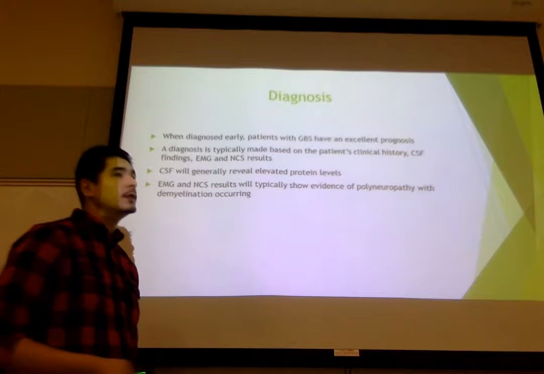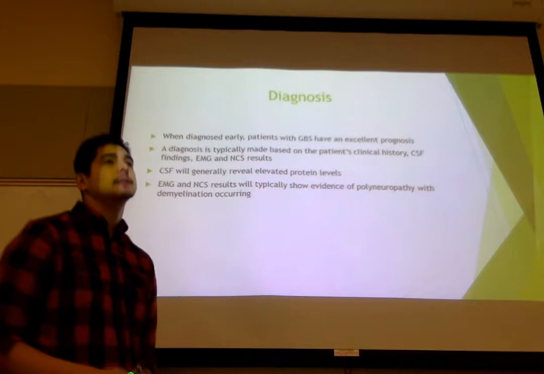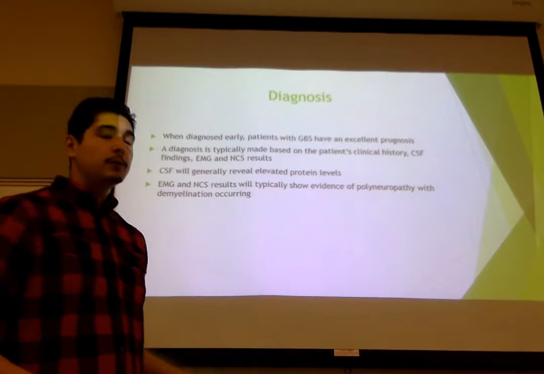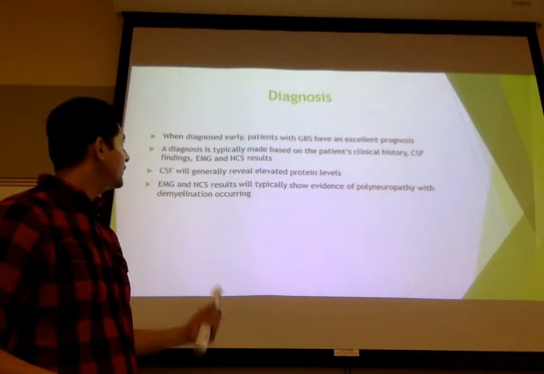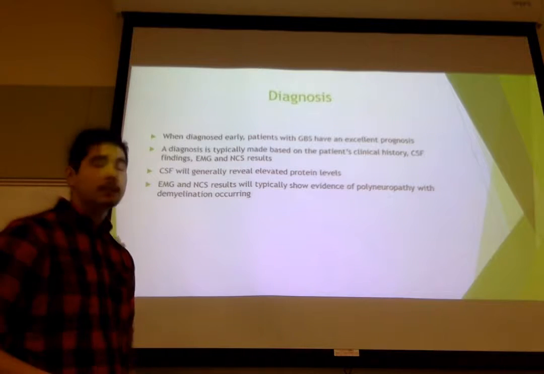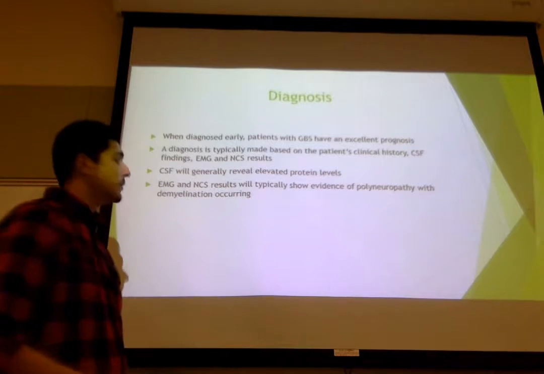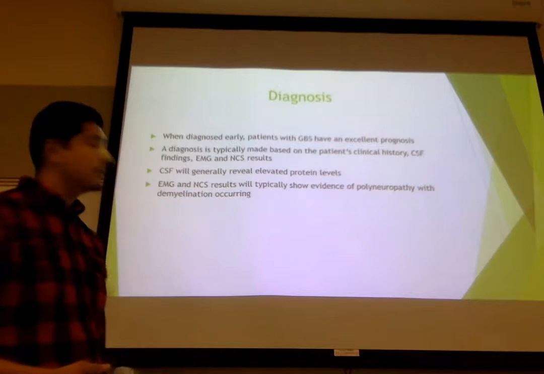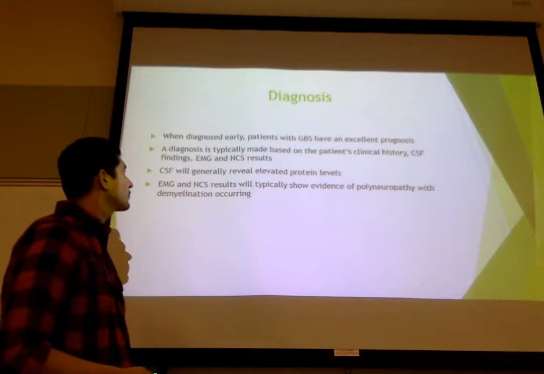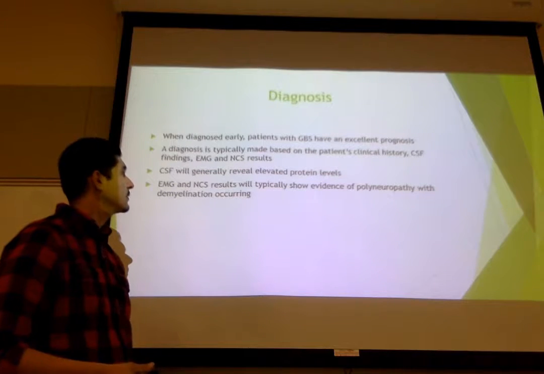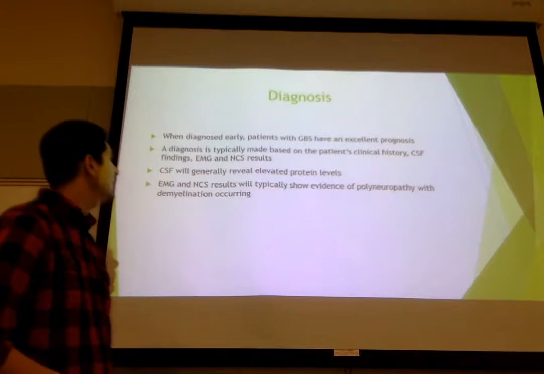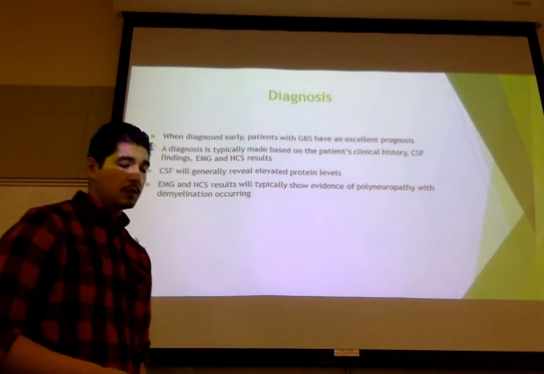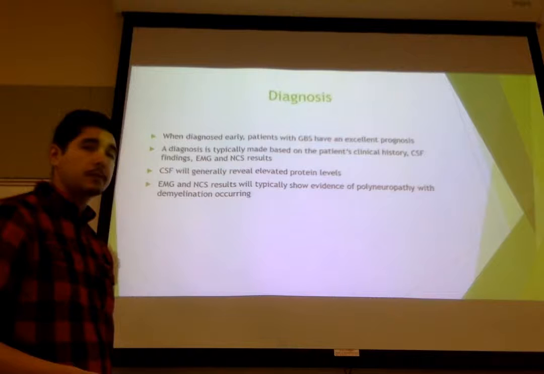The diagnosis is usually based off of clinical findings as well as cerebrospinal fluid findings, EMGs and NCS results. Your cerebrospinal fluid findings usually reveal elevated protein levels, while your EMG and NCS results will typically show evidence of polyneuropathy with demyelination occurring. So again, that stripping of the myelin sheath is kind of the hallmark of Guillain-Barré syndrome.